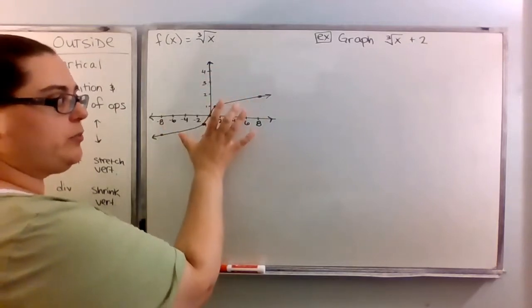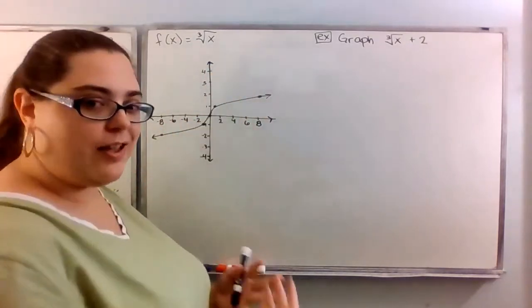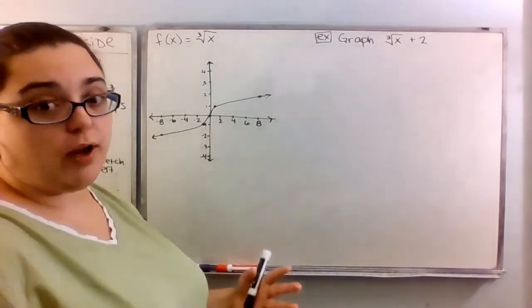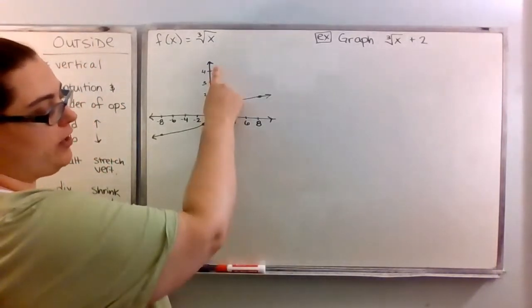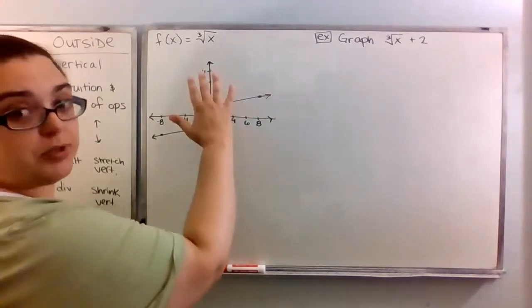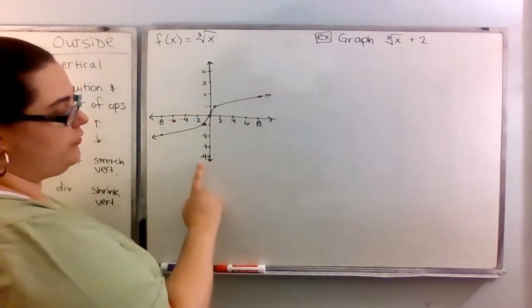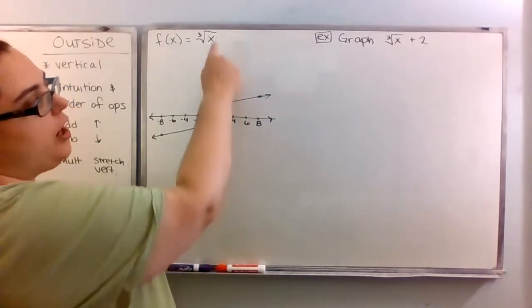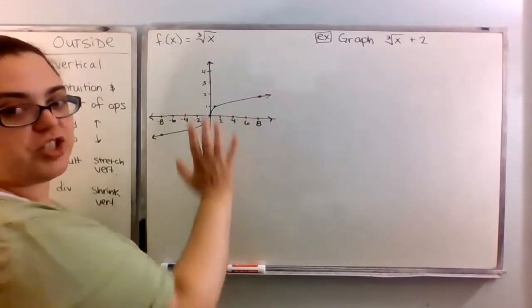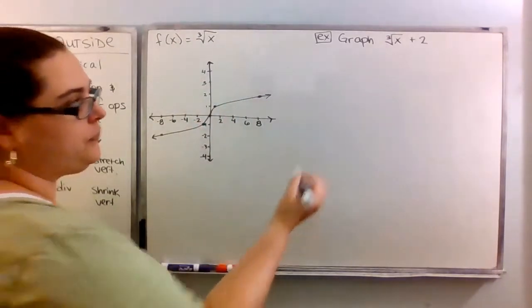Because I'm going to be moving it up 2, I'm going to scale my axes in the same way. What I mean by that is I'm going to move what my lowest and highest y values were by shifting those up 2. So instead of -4, I'm going to start at -2, and instead of stopping at 4, I'm going to stop at 6. Just going to shift my axis basically.